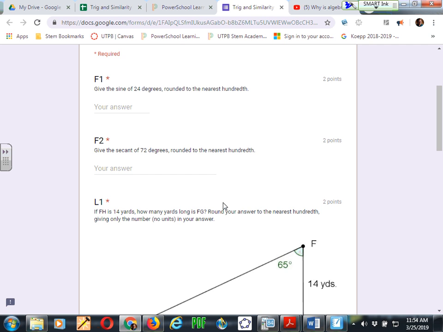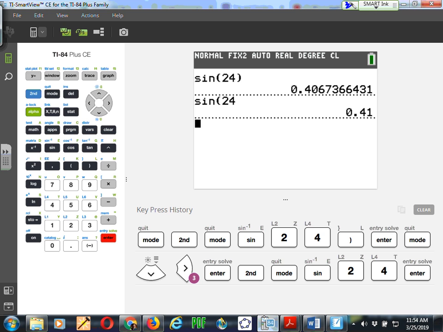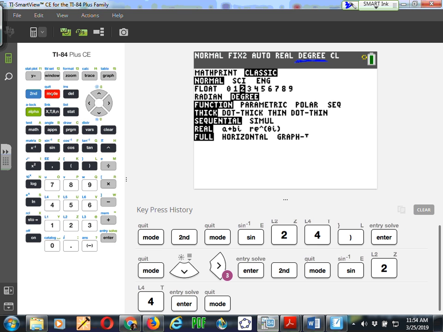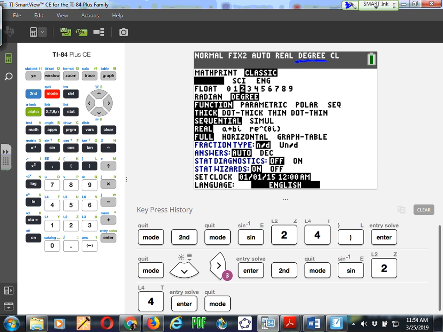Recording right now. So the sine of 24 degrees, just to go over what we did before, I forgot to put it in the recording. Among the things, we look for the word degree right up here. And if it's not there, we go to the mode button. And you have to go down and highlight the word degree and then hit enter.